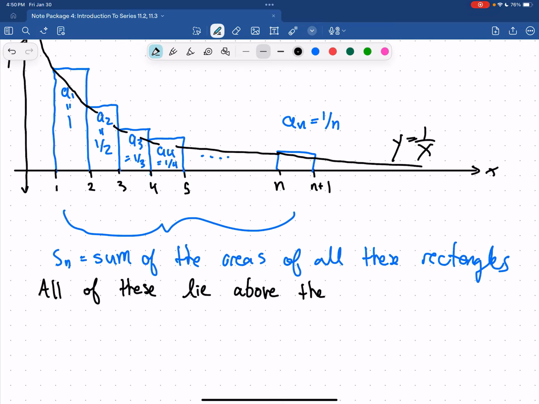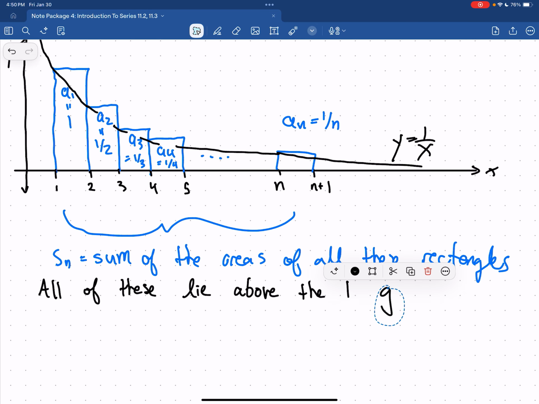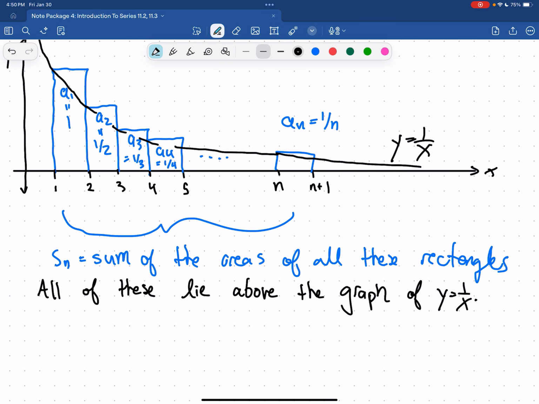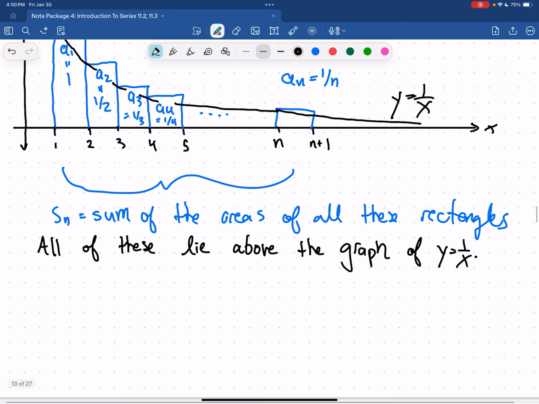So all of these lie above the graph of y is equal to 1/x. And so if we formalize that sentence, that means that the area represented by the nth partial sum, Sn, will be greater than or equal to the integral from 1 to n+1 of 1/x dx, right?